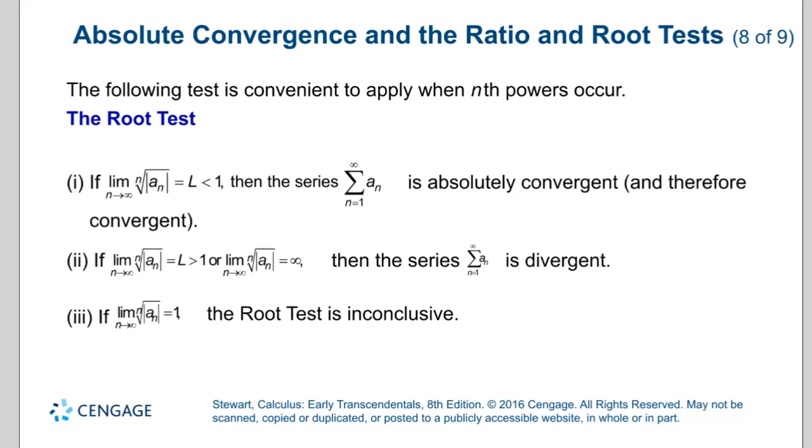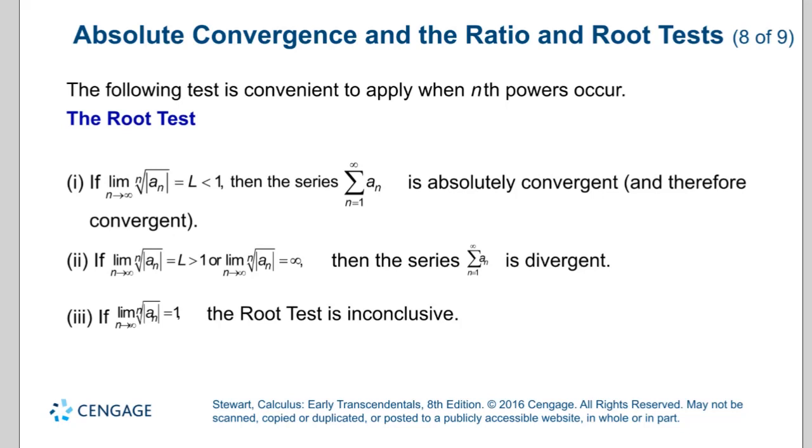If the limit of the nth root of this sequence or series is greater than 1, or goes to infinity, then the series is divergent. And the same restriction still is in place for this one. If it equals 1, the root test is inconclusive.